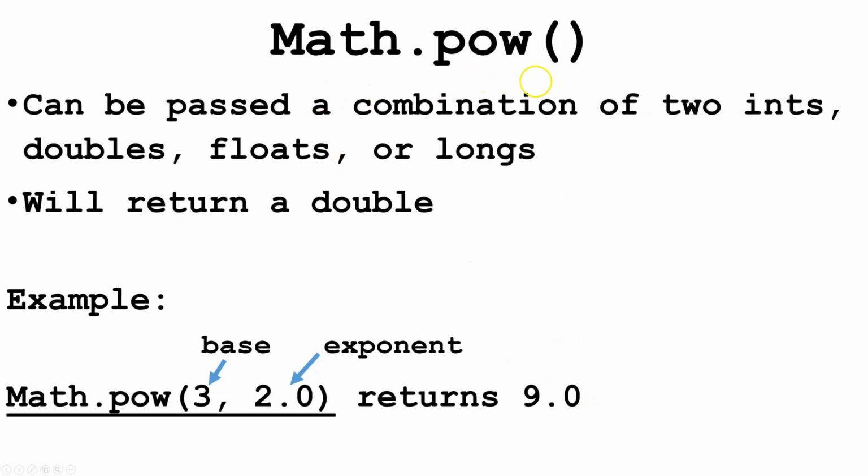Next, let's look at Math.pow. We can pass a combination of two ints, doubles, floats, or longs. We can mix and match those primitive types. Math.pow will always return a double regardless of what data type we send it. Here is an example. In this case, we want to take 3 and put it to the power of 2. So we put our base, a comma, and then our exponent. In this case, our base is an int and our exponent is a double, but it wouldn't have to be this way. 3 to the second power will be 9, so it will return the double 9.0.